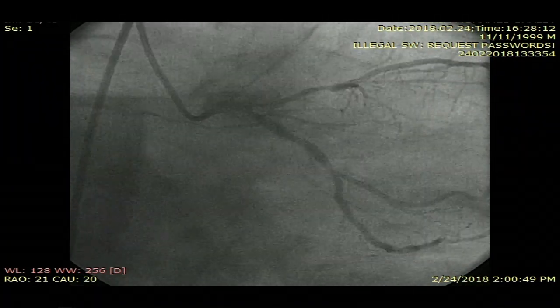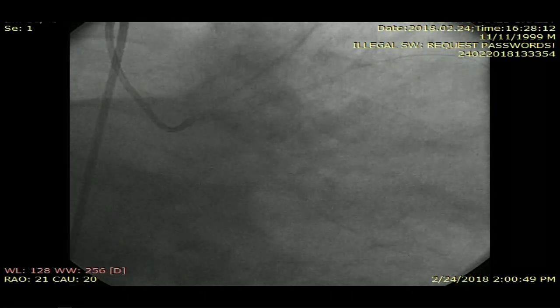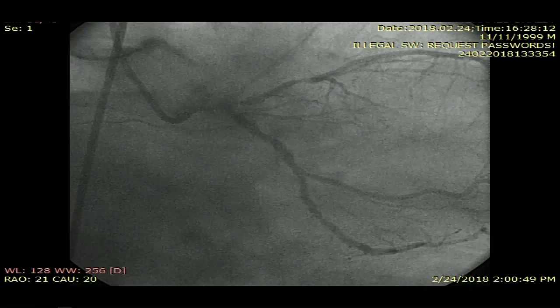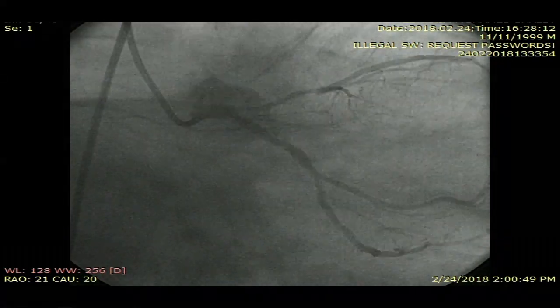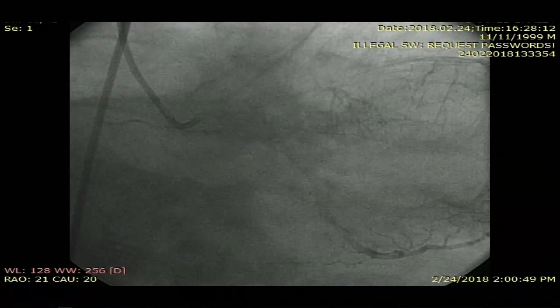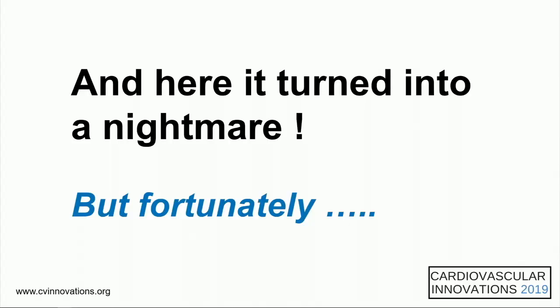So we proceeded as an ordinary case with wiring the LAD, and then we tried to pass the stent. Maybe at this point we should have pre-dilated better, but we tried to pass the stent at first, and then the problem happened. It was really a nightmare. The stent was unmounted from the balloon, so we tried to pull it out, but a more complicated problem happened while we were pulling it out. It stripped, and it was stuck in the calcium.